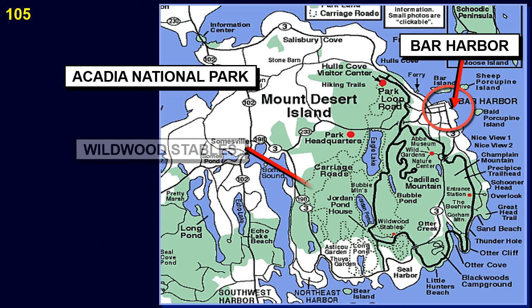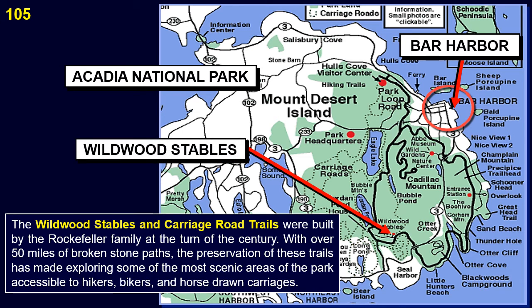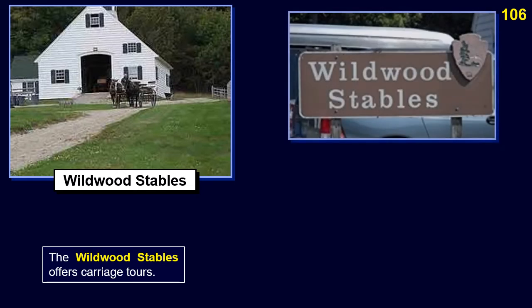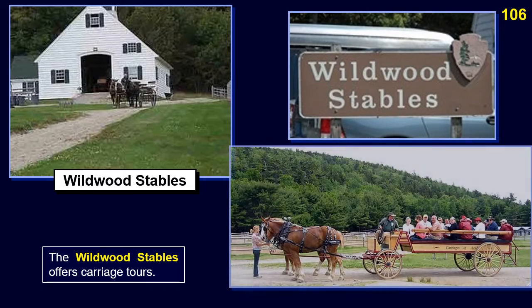The Wildwood Stables and Carriage Road trails were built by the Rockefeller family at the turn of the century. With over 50 miles of broken stone paths, the preservation of these trails has made exploring some of the most scenic areas of the park accessible to hikers, bikers, and horse-drawn carriages. The Wildwood Stable offers carriage tours.